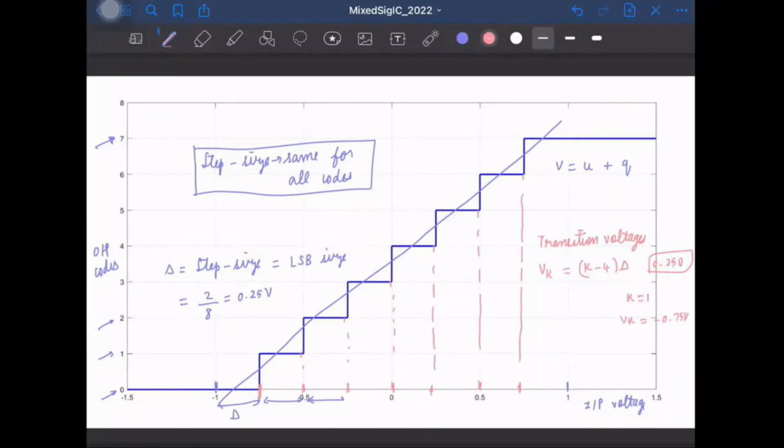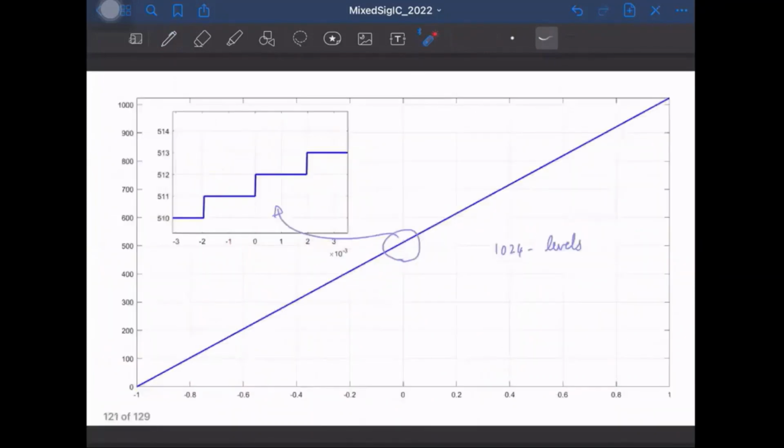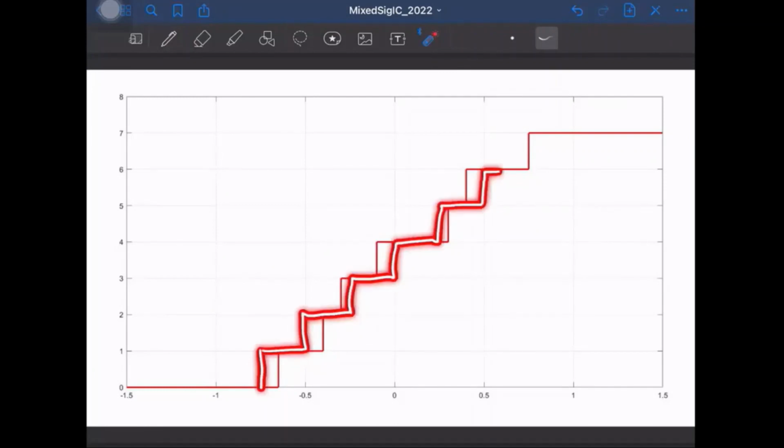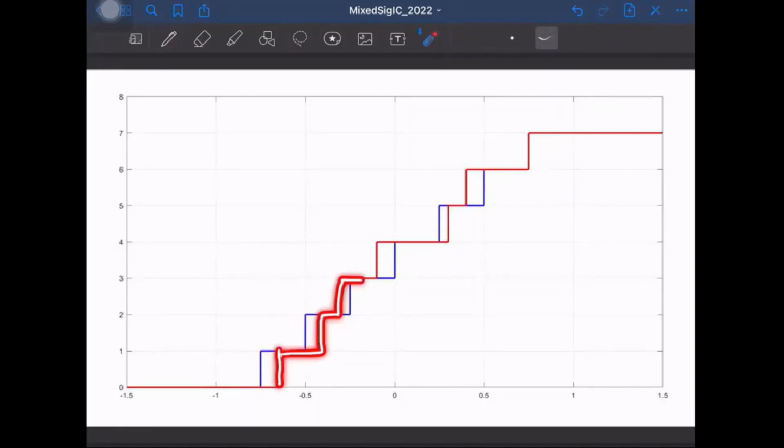So ideally, this is the kind of characteristic we desire from a quantizer. That is, all the codes must have the same step size. But in practice, this is not going to happen. And what we will get is some kind of a characteristic like this. That is the curve I'm showing in red. Right? So what has happened here, the step size or the code width for each of these codes is different, right? So in the ideal characteristic, that is the one in blue, you clearly see that the step size is the same for all the codes, whereas for the one in red, the step size is different for each code.